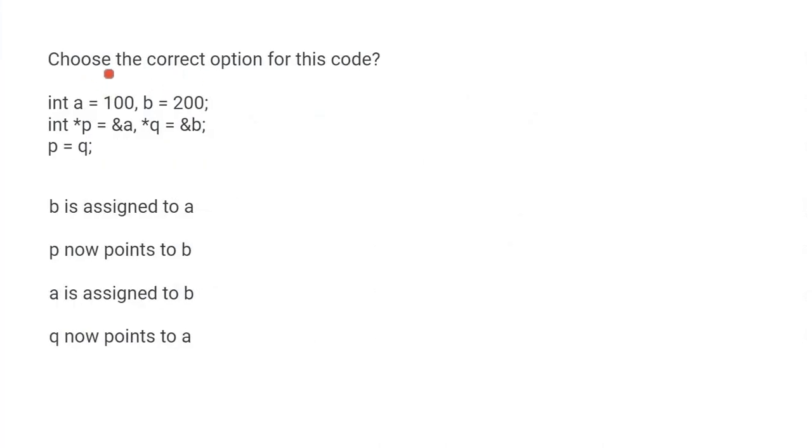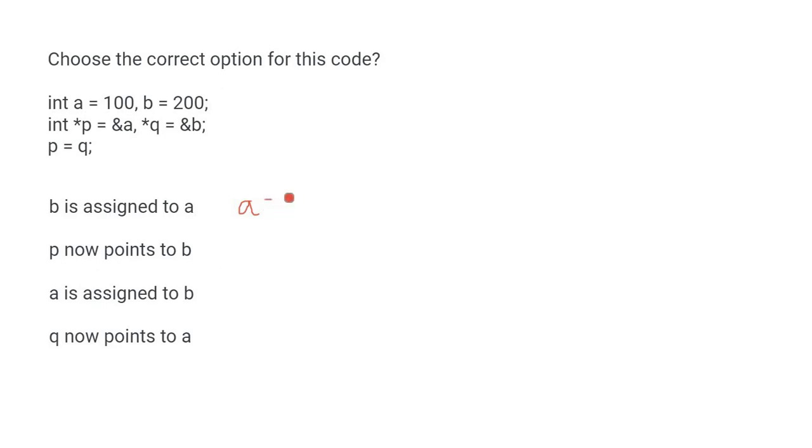So just simply I will give you the address of the variable j. Alright. Next question. Choose the correct option for this code. Int a equals 100, b equals 100, int star p equals ampersand a, and star q equals ampersand b. And p equals q. Okay, so is b assigned to a? No.